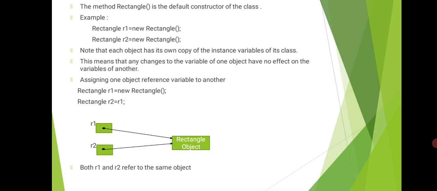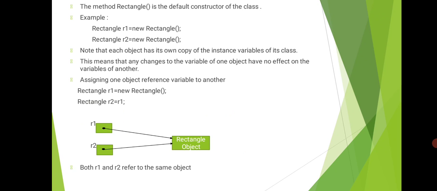Okay, this means that any changes to the variables of one object have no effect on the variables of another object. If we make any changes to R1, it does not affect R2. Similarly, if R2 is changed, it does not affect R1, because they are both different. So then next is assigning one object reference variable to another object.